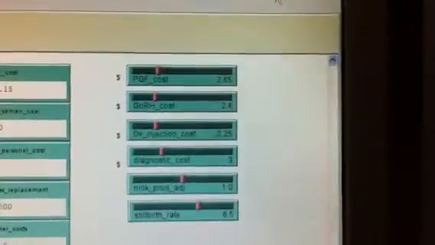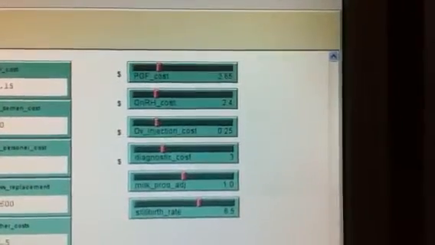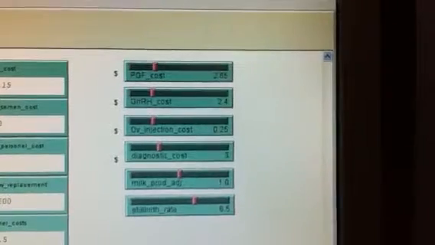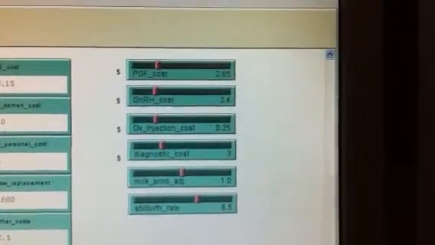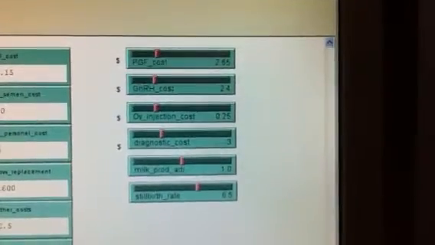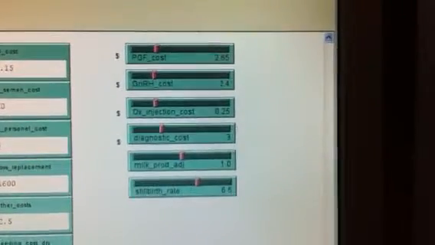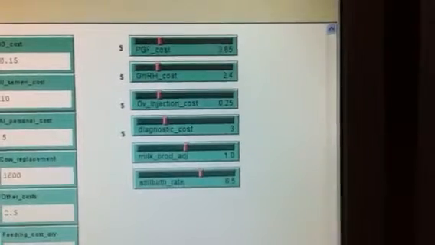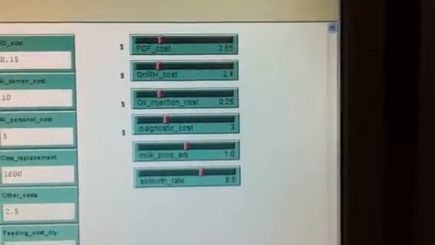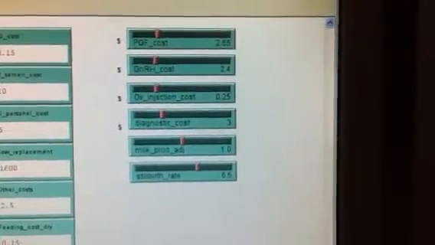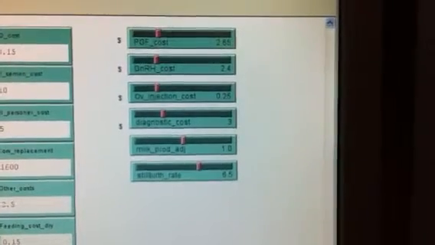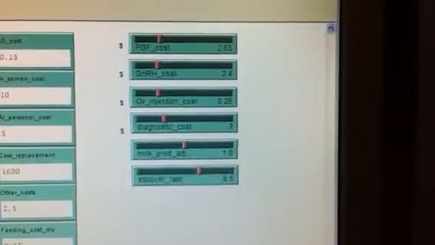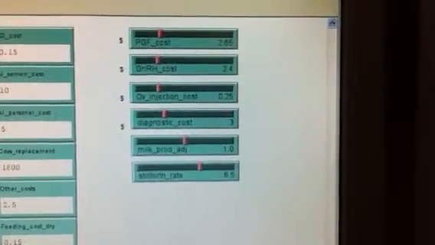Also, I have the cost for my hormones. I have prostaglandin at 265, GnRH at 240. Each injection is going to cost me 25 cents to give the injection. And to diagnose my cows, if they're pregnant or open, it's going to cost me $3 per cow. And I can adjust milk production, but right now I just have it set at 1. I'm not increasing or decreasing milk production. And stillbirth rate set at 6.5.